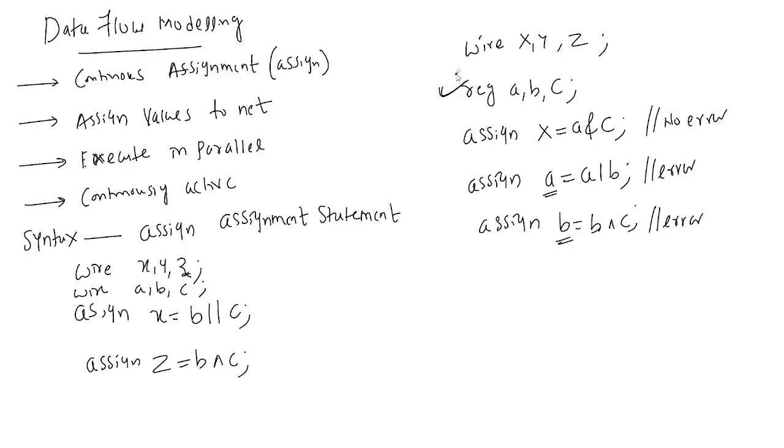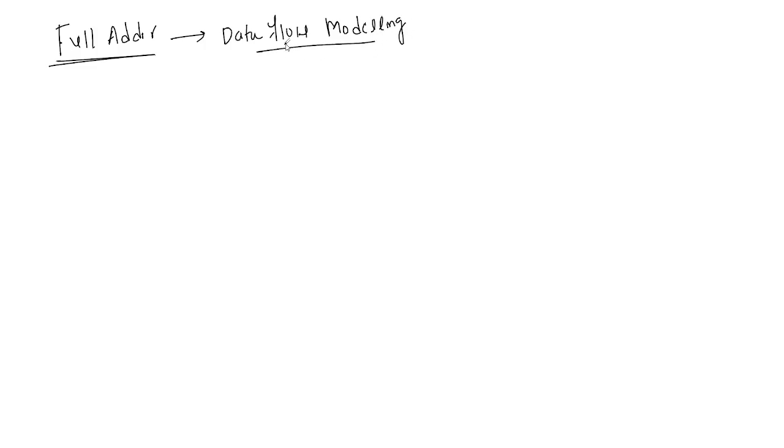Next, suppose I want to write the code for the full adder circuit. I think you know the full adder, which you designed in digital electronics. How do we write the full adder using data flow modeling? The circuit will look like this.